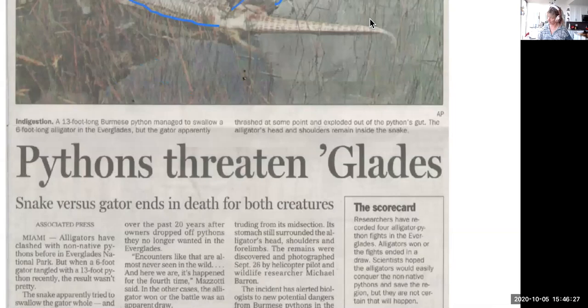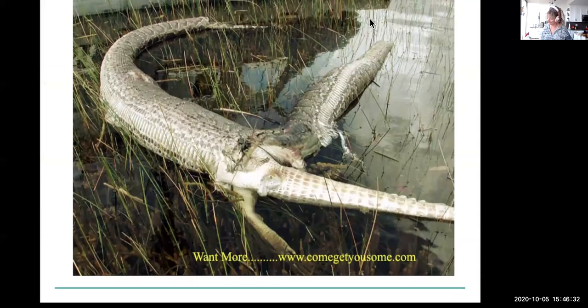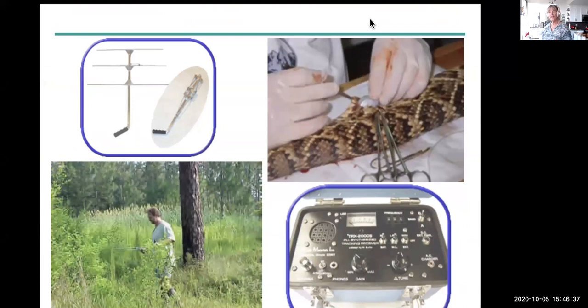So how do we study it? Well, to study the distribution of the python that's been introduced, researchers insert tracking devices into a python. This python's been sedated, and they put the tracking device in it, let it go, and then as an ecologist, you go out there and track it. You track it with your equipment and figure out its distribution and also its population dynamics.